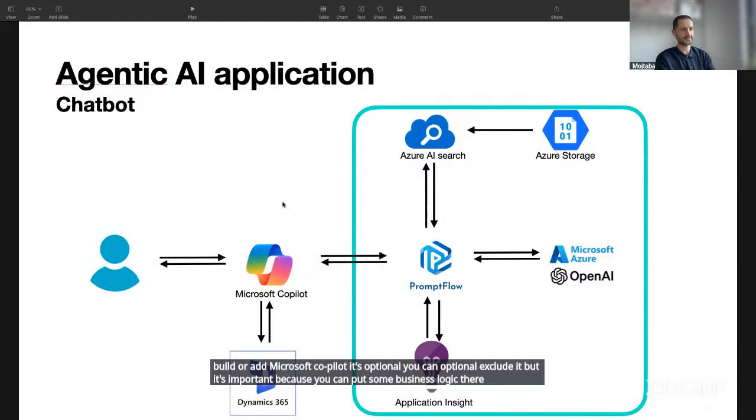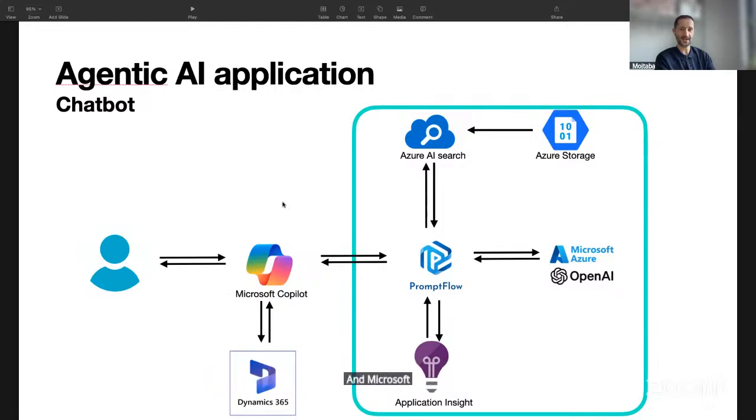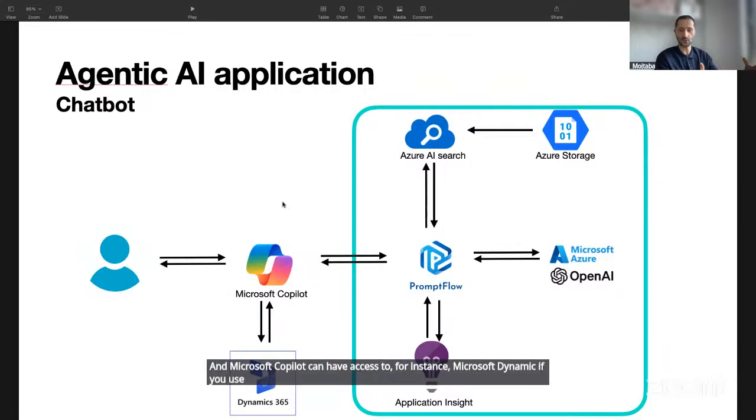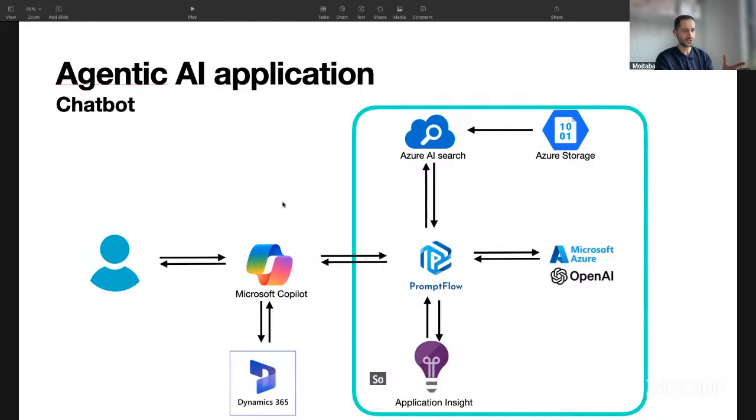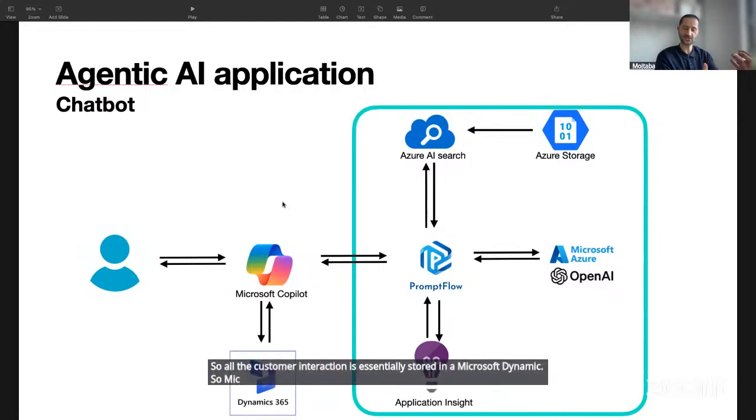Microsoft Copilot can have access to, for instance, Microsoft Dynamics. If you use it as a CRM, all the customer information is there, and it will be integrated with it. So what you can do with that is get that long-term memory I mentioned in the previous slide. All the customer interaction is essentially stored in Microsoft Dynamics, so Copilot can get access to that information and send it to our chatbot.